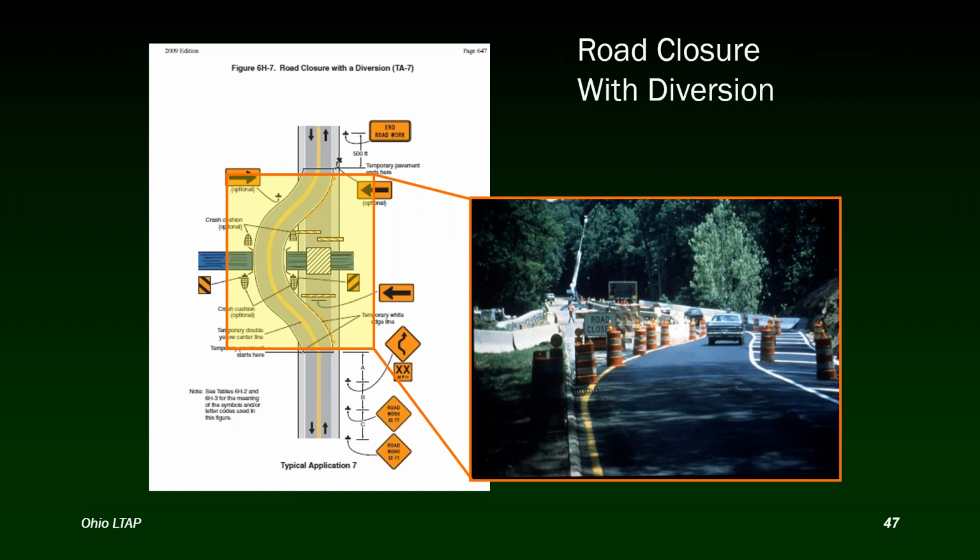And sometimes in our longer term 2-lane roadway projects, we have to close the whole road, but it's an important road, and the detours are just too long to make people drive that far out of their way. So we actually construct a temporary roadway around our work zone. So this is a road closure with diversion. That's typical application number 7.